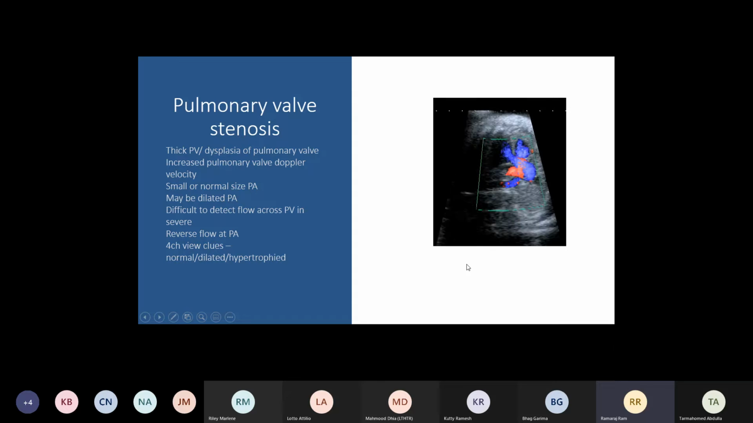So this is an example of pulmonary valve pathology, parallel to the aortic, on the right side. So where you see dilated pulmonary artery and the turbulent flow from the RV to pulmonary artery with the post-stenotic dilatation scenario. Next one, please.